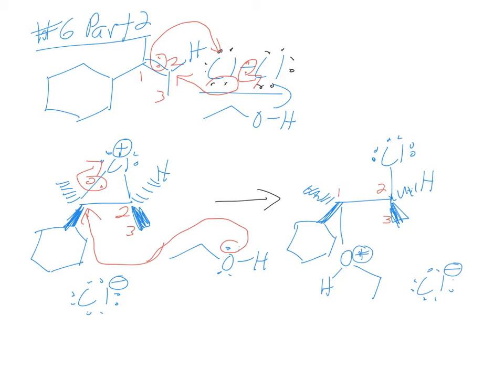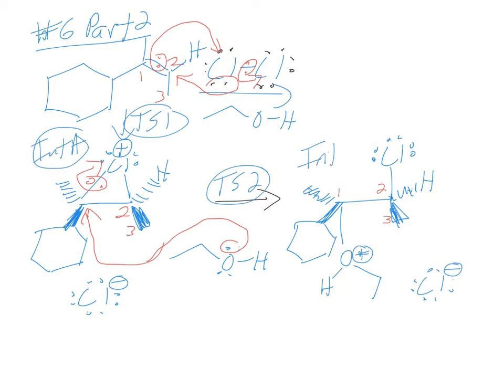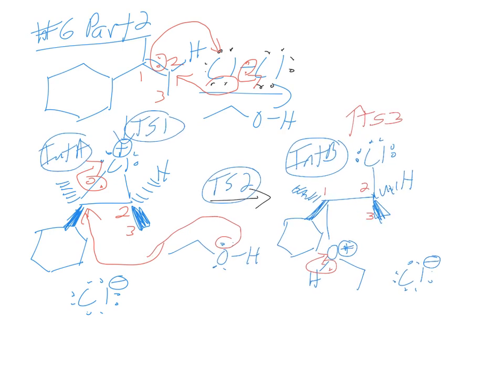No. Nope. So we had a transition state 1. We had an intermediate A. We had transition state 2. We have an intermediate B. And then this H needs to fall off. And that will give us our final what product? So another transition state 3. And then our final product would be, what is our final product functional group going to be? It's an ether.